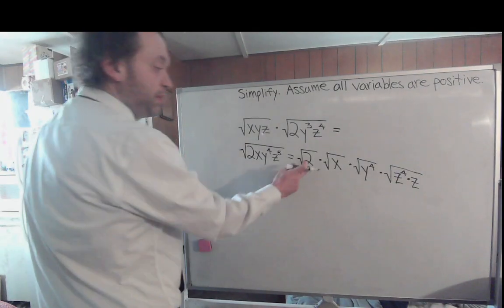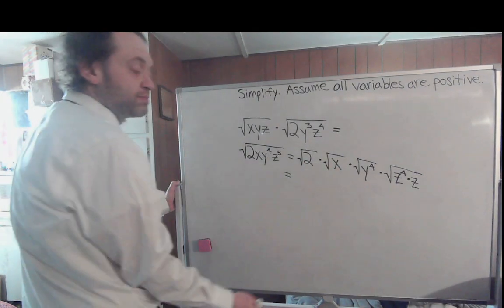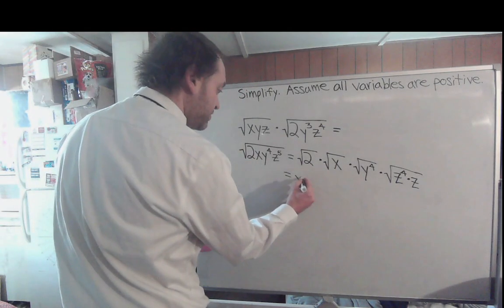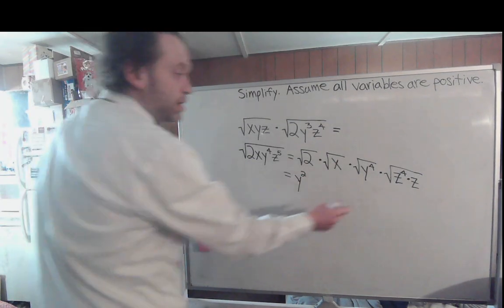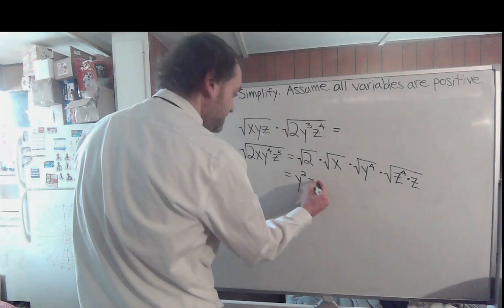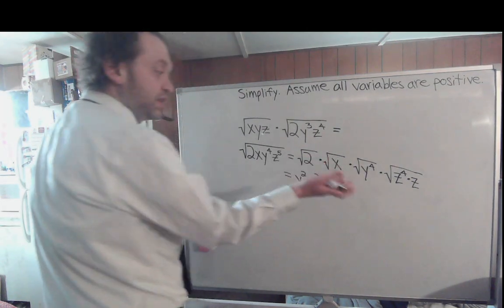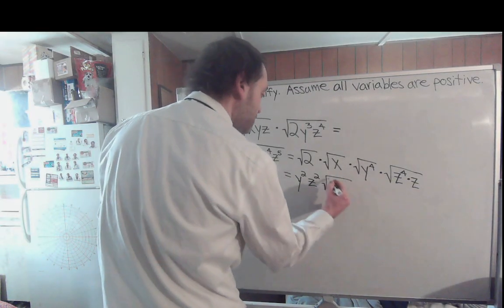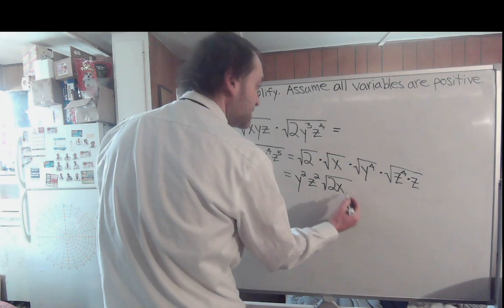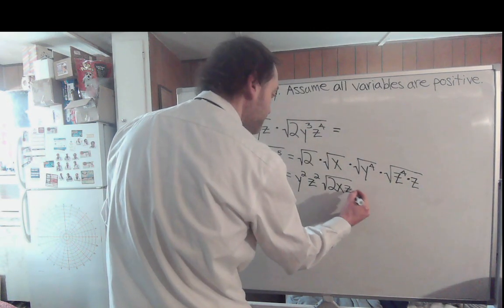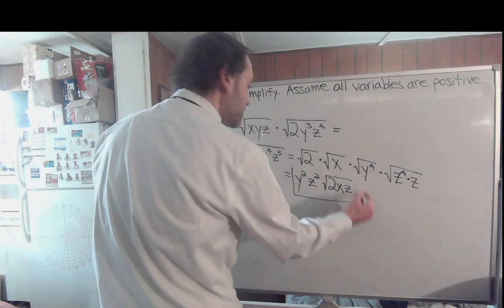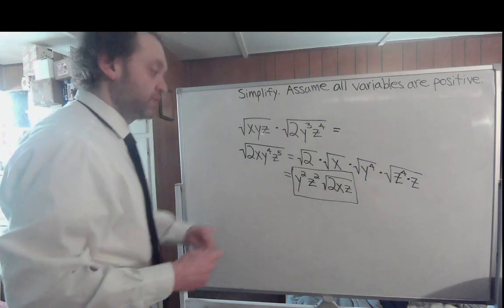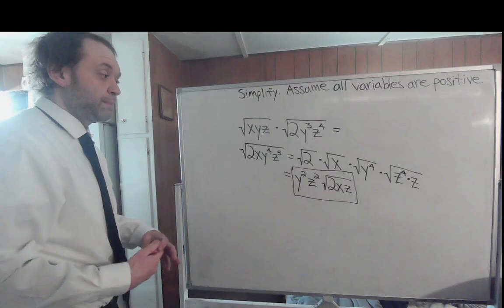Alright, so we'll come back to the square root of 2 and the square root of x, but what about square root of y to the fourth? Well, that's just going to give you y squared. Square root of z to the fourth, that would give you z squared. Everything else, there's nothing we can do with. So you'll get y squared z squared times the square root of 2x, and then that z. So this would literally turn into y squared z squared times the square root of 2xz. That's the best we could do with it.